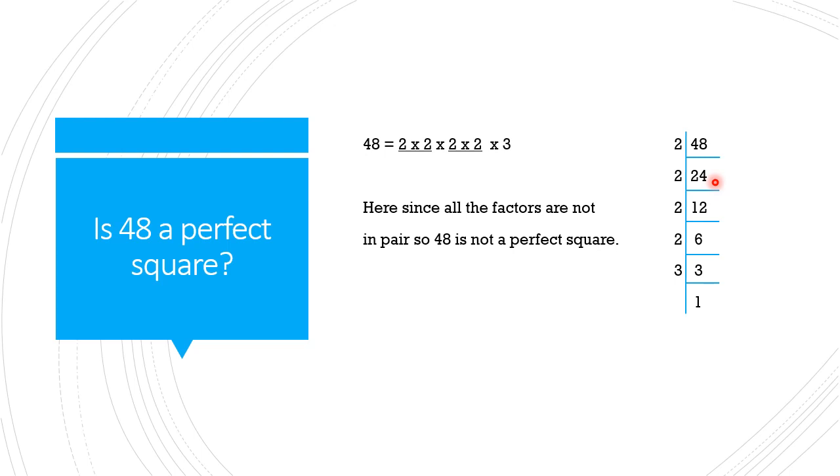To be a perfect square, each factor should come in that number in a pair form or even number of times. Okay, here the steps are 48 is equal to 2 into 2 into 2 into 2 into 3. We are writing all these factors using multiplication sign and we are making pair. Here 3 we have only one time, so pairing is not possible. So our answer is here, since all the factors are not in pair, 48 is not a perfect square. Okay, children.